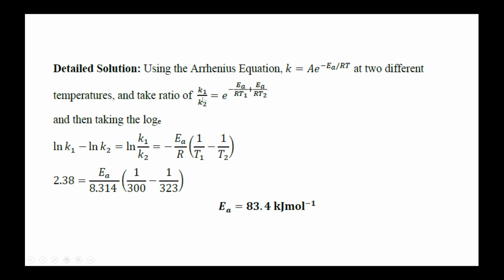So I told you it's the simple equation. Just replace the values K1, K2, T1, T2 and solve for it. I told you take the value of R as 8.314 and you will get the answer as 83,000 something. So just divide it by 1000, you will get the answer as 83.4 kilojoule per mole. Okay, all of you are getting this answer.